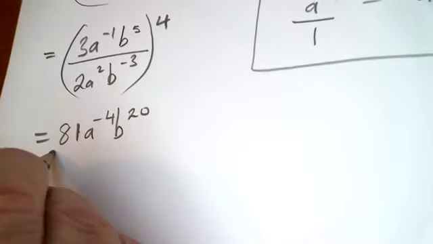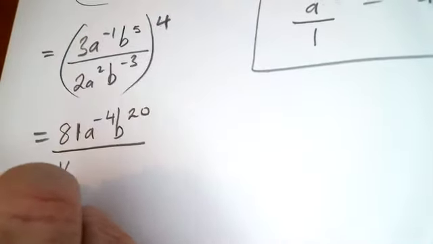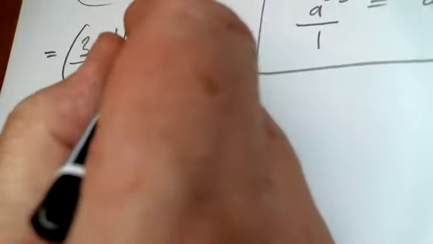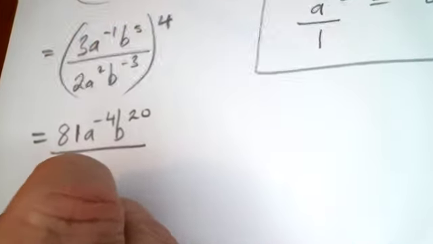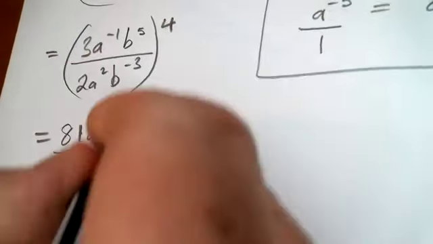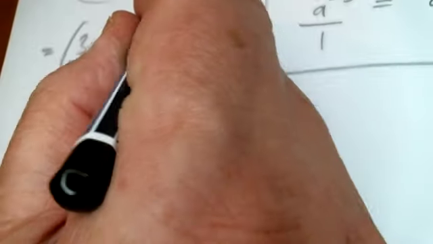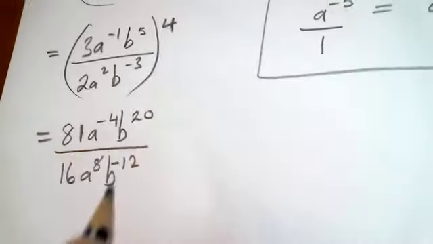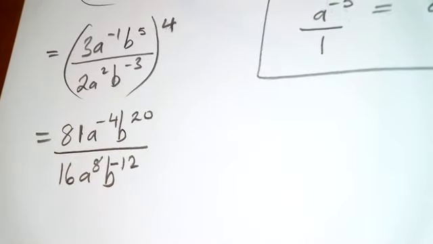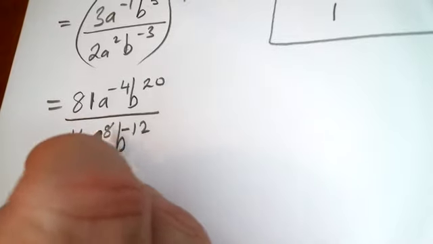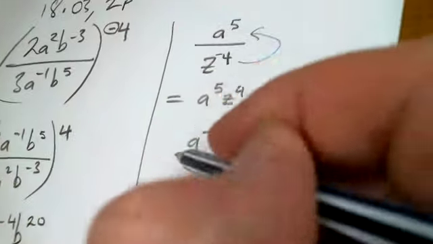All right. Same on the bottom. 2 to the power of 4 is 16. a, 2 times 4 is 8. And I've got a b there, and negative 3 times 4 is going to be negative 12. So that's all done. I can take away the brackets now. I'm all good. And now I'm ready to do a little bit of shuffling around top to bottom.